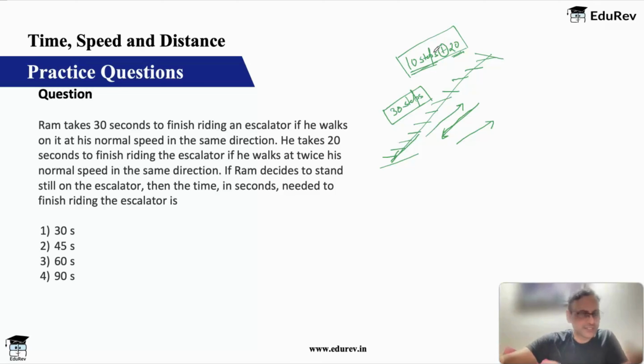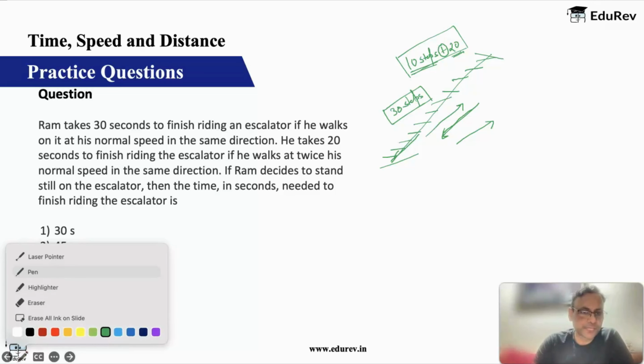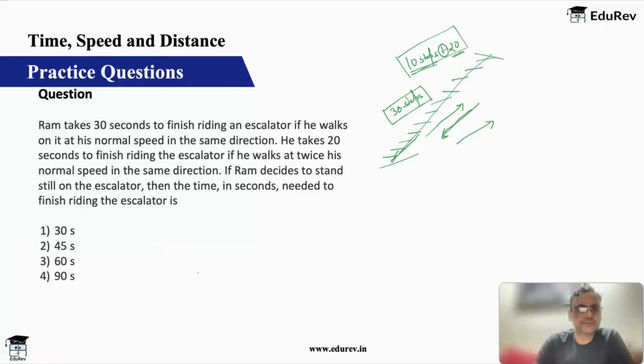Okay, so let's solve a couple of questions to understand this better. So we have Ram takes 30 seconds to finish riding an escalator if he walks on it at his normal speed in the same direction.